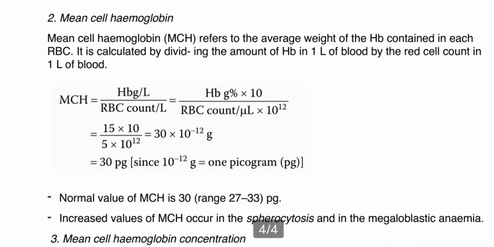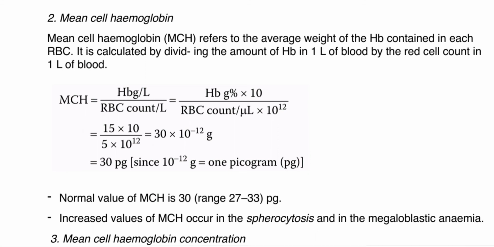The next one is mean cell hemoglobin. Mean cell hemoglobin, MCH, is the average weight of the hemoglobin contained in each RBC. So how much amount of hemoglobin is present in an RBC? It is measured by mean cell hemoglobin. It is calculated by dividing the amount of hemoglobin in 1 liter of blood by the red cell count in 1 liter of blood. So MCH is equal to hemoglobin gram per liter by RBC count per liter.